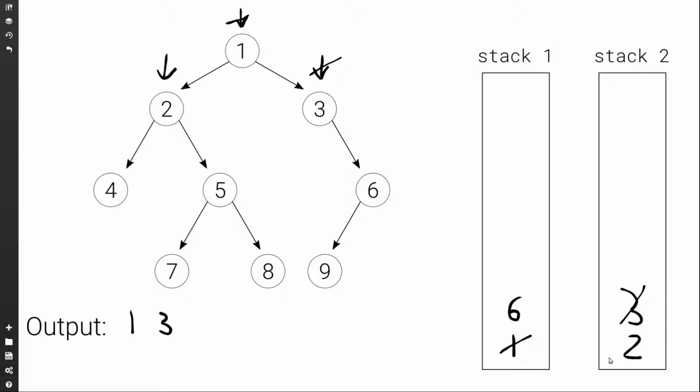We pop stack 2, we print the current node, so 2, and then we add the right child to stack 1, so 5, and then we add the left child, so 4. Then we go back to stack 2 and we notice that stack 2 is empty, which means again that we're done processing this level, so we need to go now to stack 1 to process the next level. So we go back to stack 1 and we set the current node to the top of stack 1, so 4.